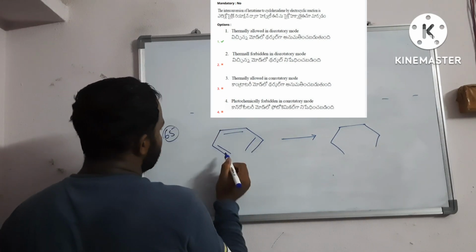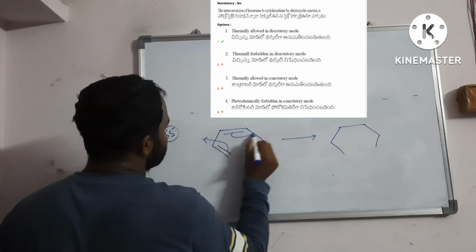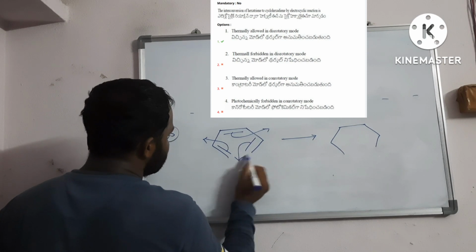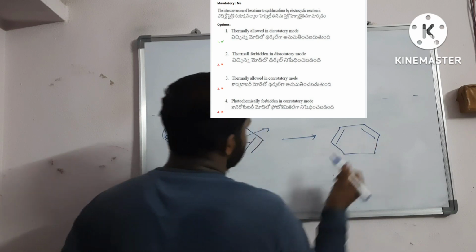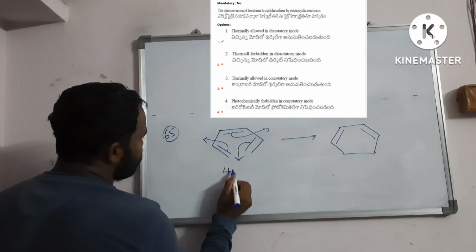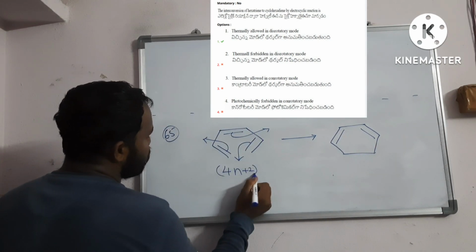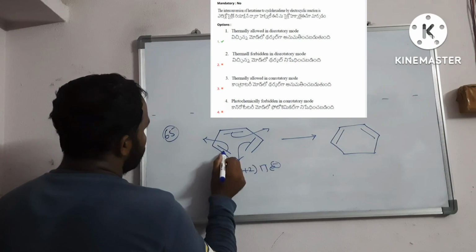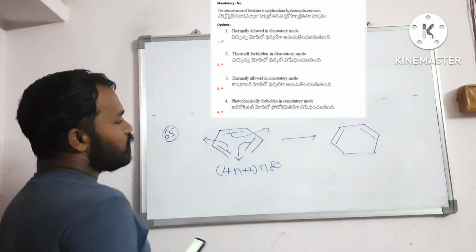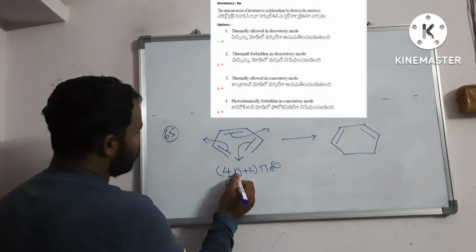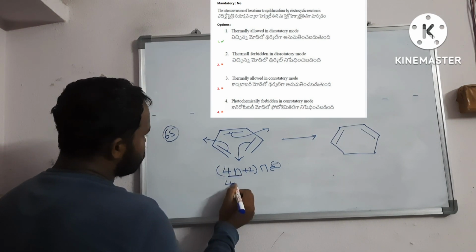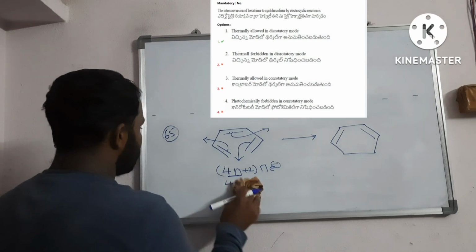cyclohexadiene. Cyclohexadiene means this bond is going here, this bond is going here, this bond is forming here. It should appear like this. This is cyclohexadiene. This is the 4n plus 2 system. 4n plus 2 pi electron system means, if I take 4 into 1, 4 into 1 is 6 pi electron system. It is a 6 pi electron system.